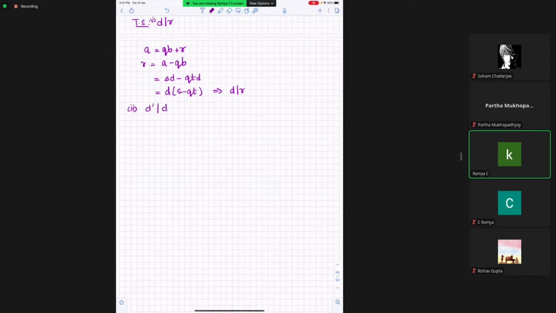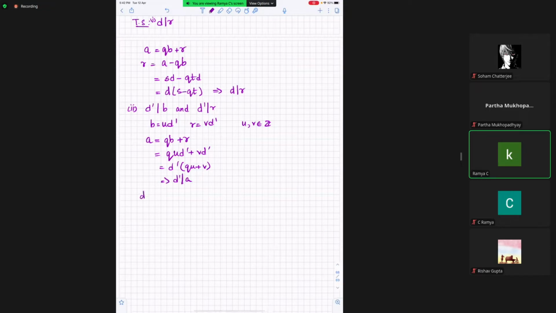So if there is a D prime that divides B and D prime that divides R, then you know that. These are just manipulations, and I'm sure you can do it yourself. But just for this example, I will do it, and then I will leave the others as exercises. So now I want to talk about A. I know that this can be written as QB plus R. So this means that D prime divides A. Similarly, you can also argue that D prime divides D, since D was the GCD of A and B.